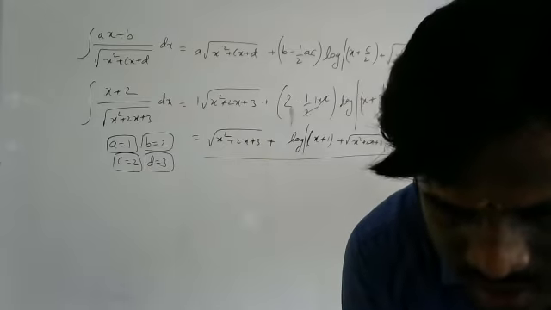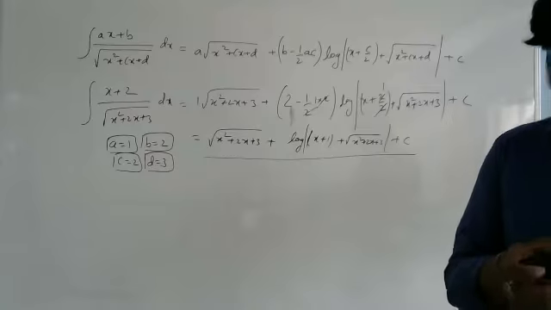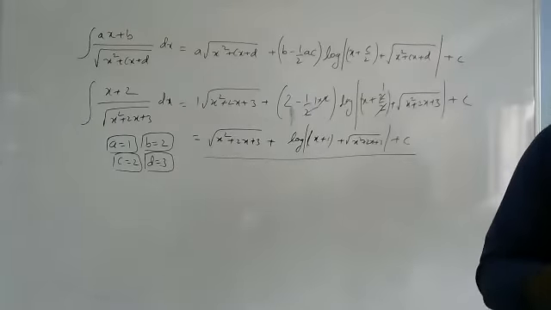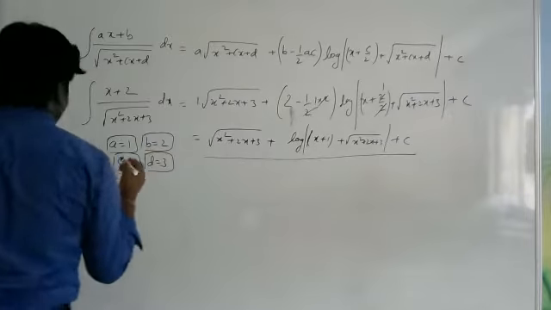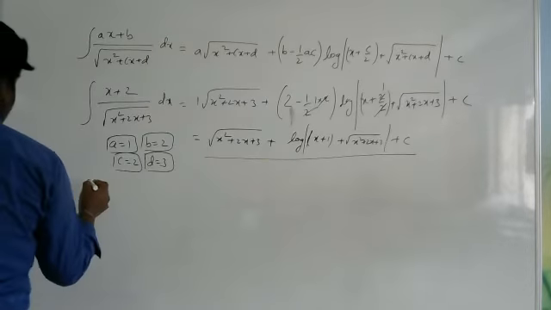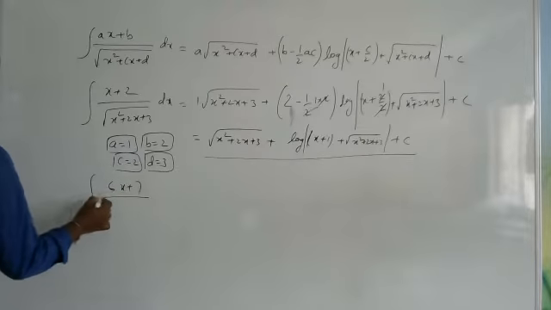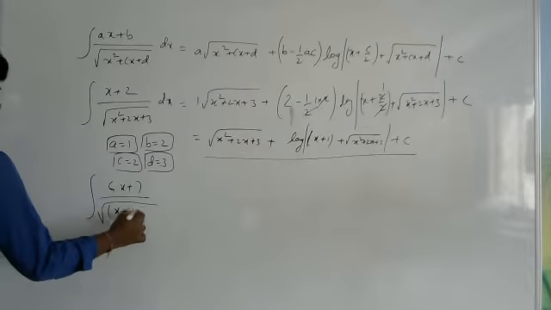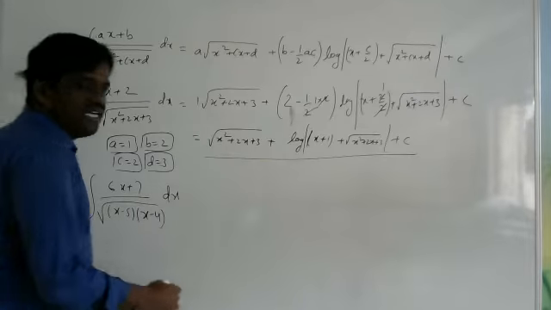Did you understand this? Okay. So note this down. I'll give one more question. You can solve it. These shortcut methods are very much useful. Okay. Now the next question is integration of (6x + 7) divided by square root of (x minus 5) into (x minus 4) dx. You have to find the integration of this.